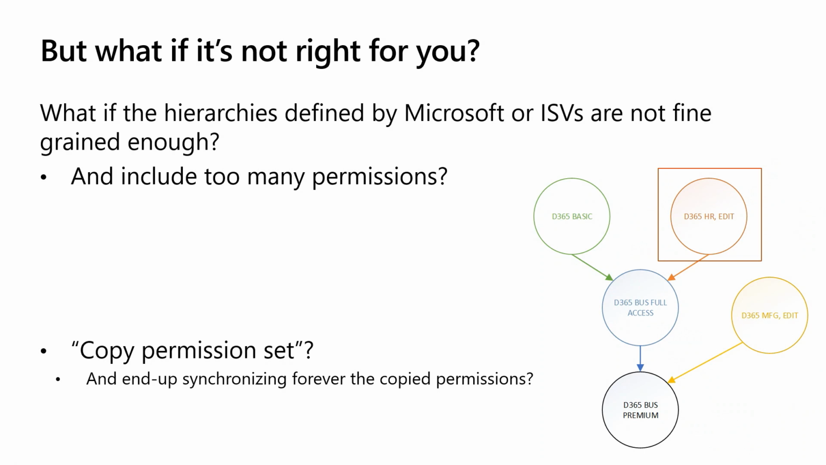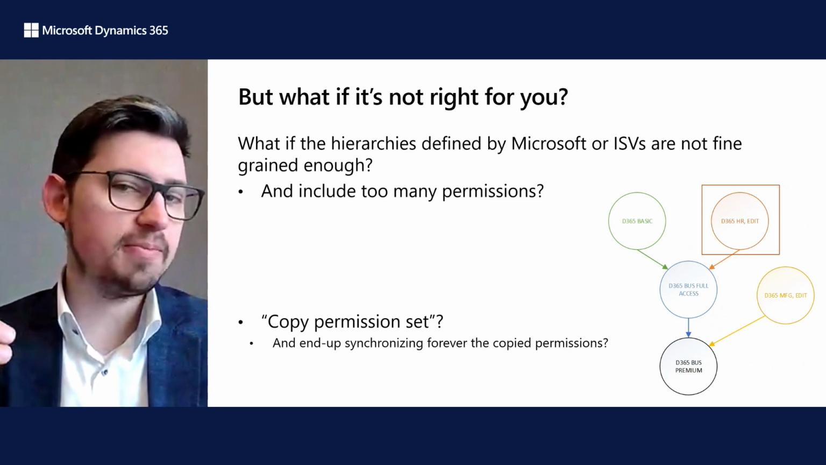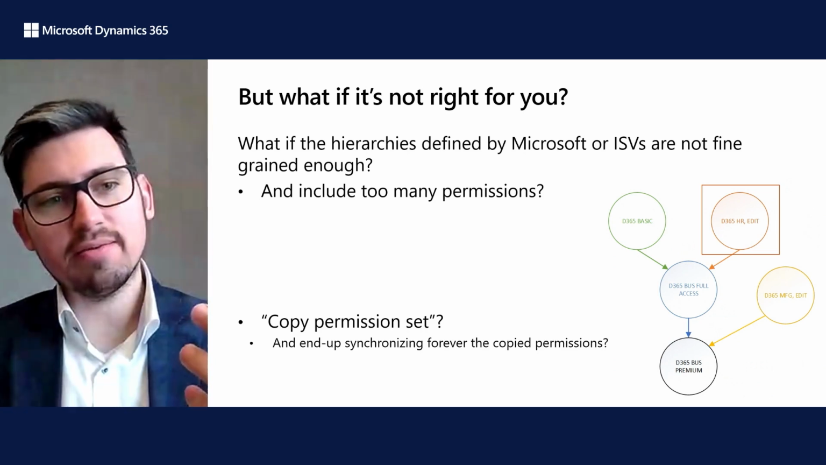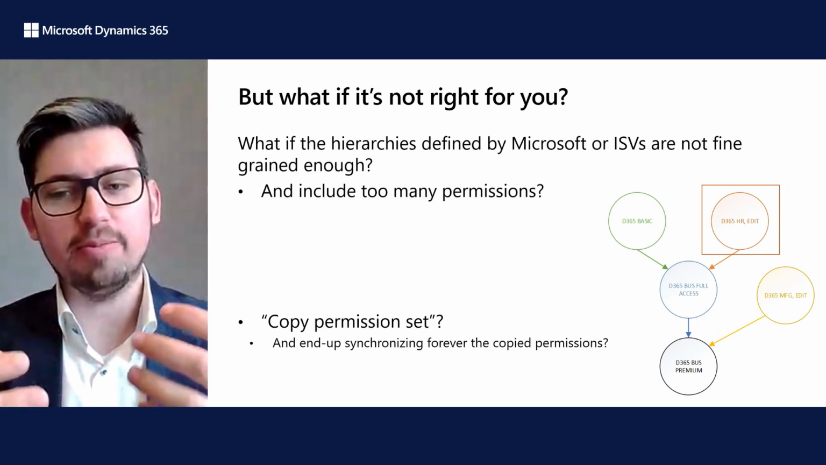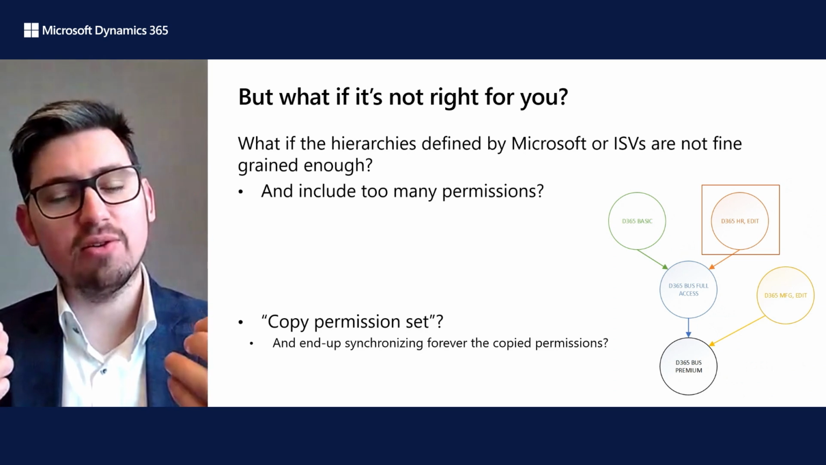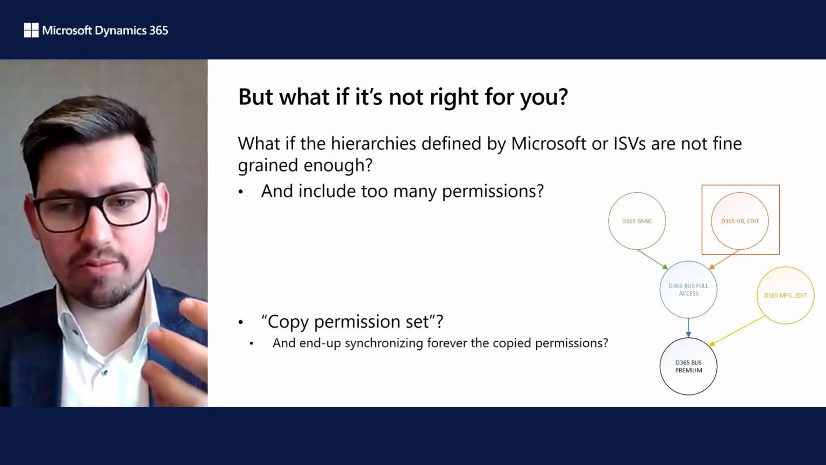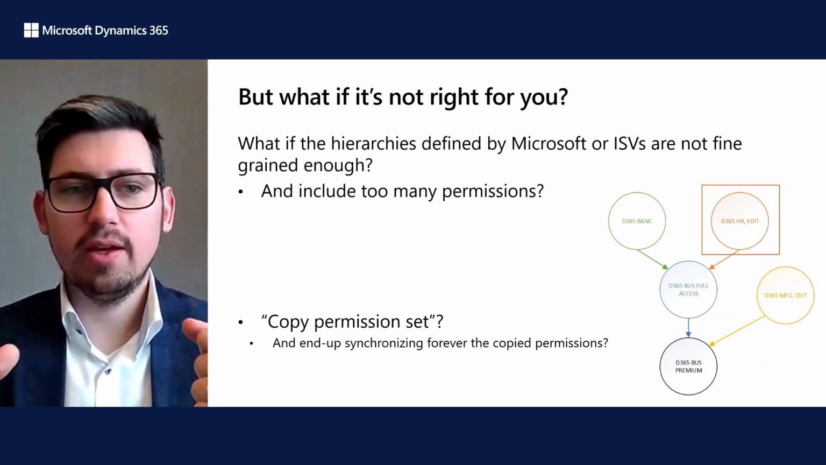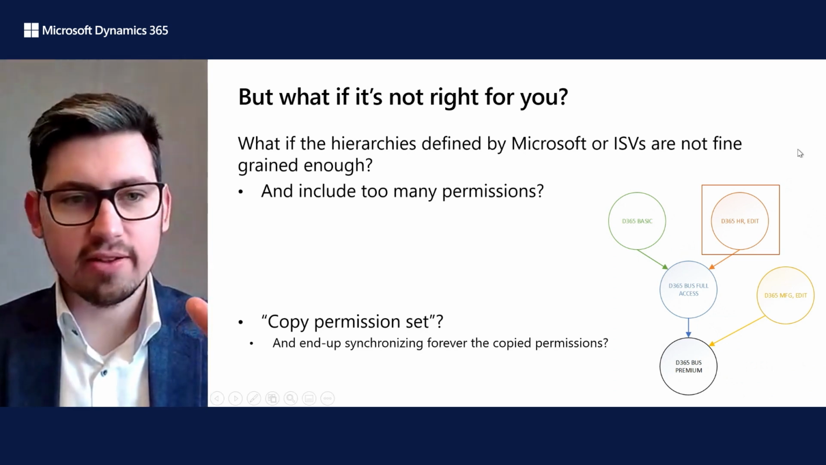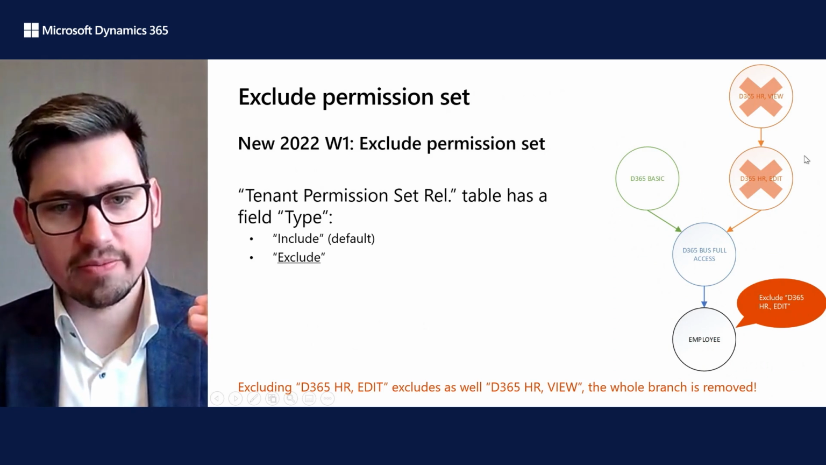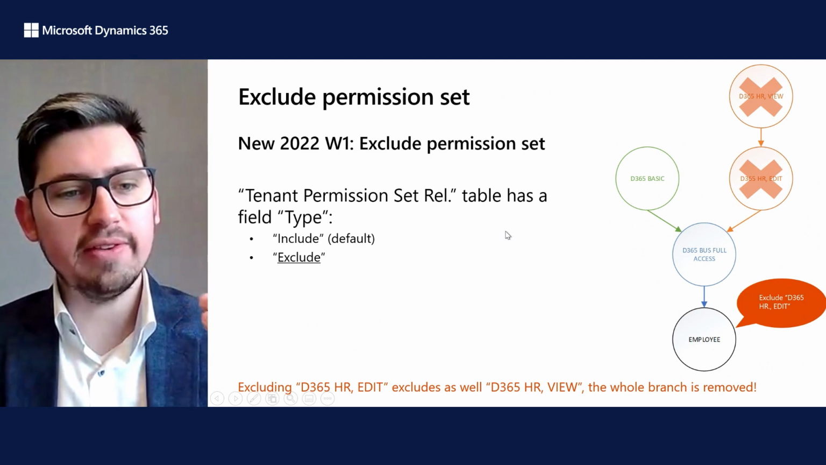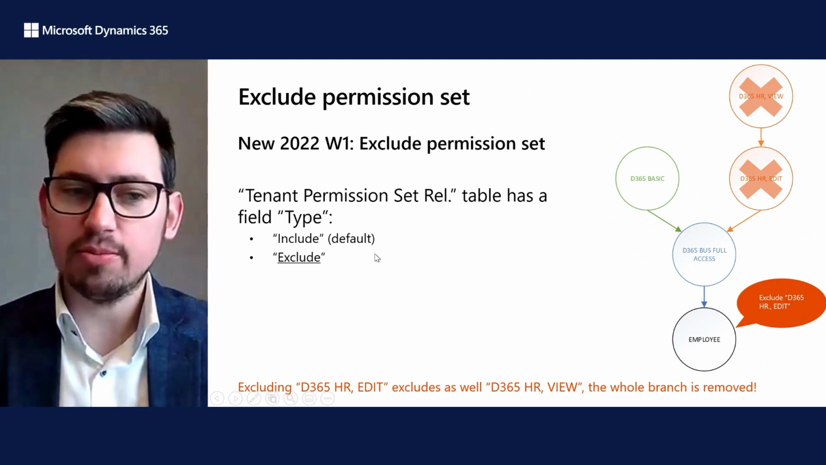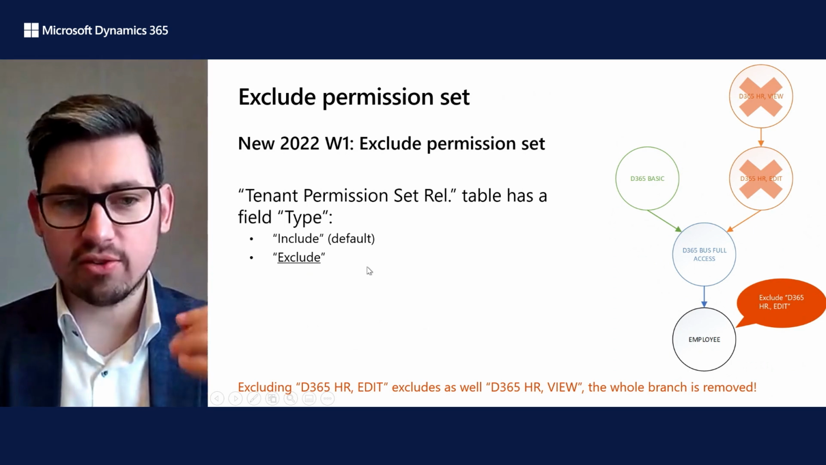Until now, you would use the feature named copy permission set. But this had the little issue that then you need to synchronize for quite a while yourself all the copied permissions. It's a hassle and it's a lot of work for not a lot of gain benefit. So this new feature that we added is named exclude a permission set. So in this table that I showed previously, there is a new field named type. And this type can be include or exclude.